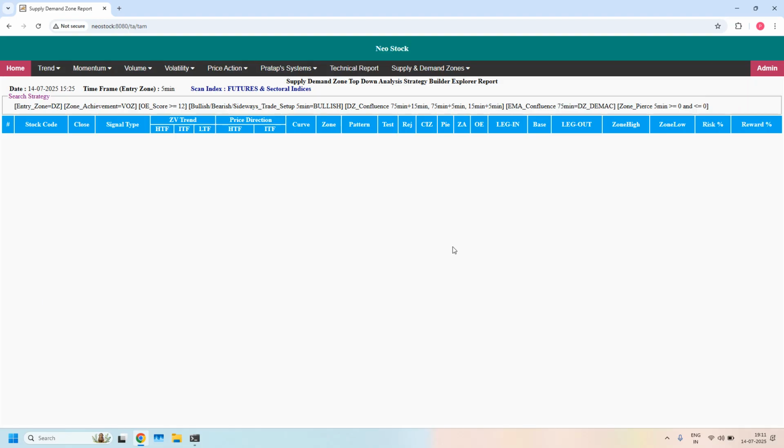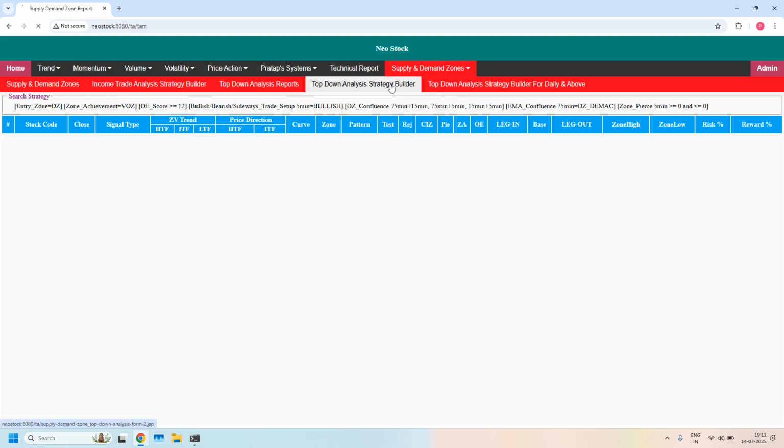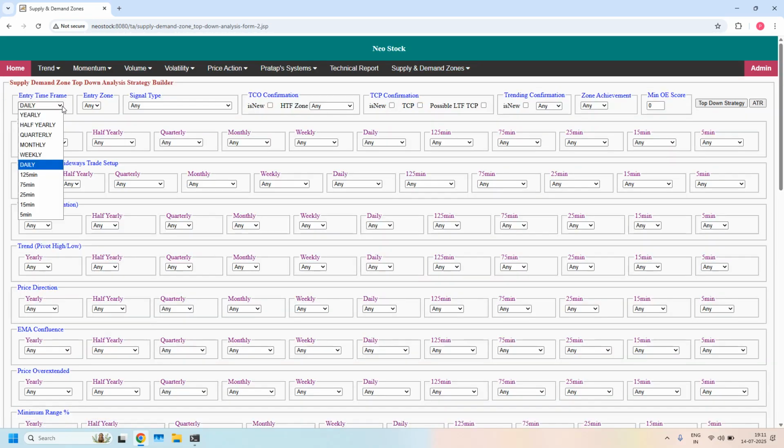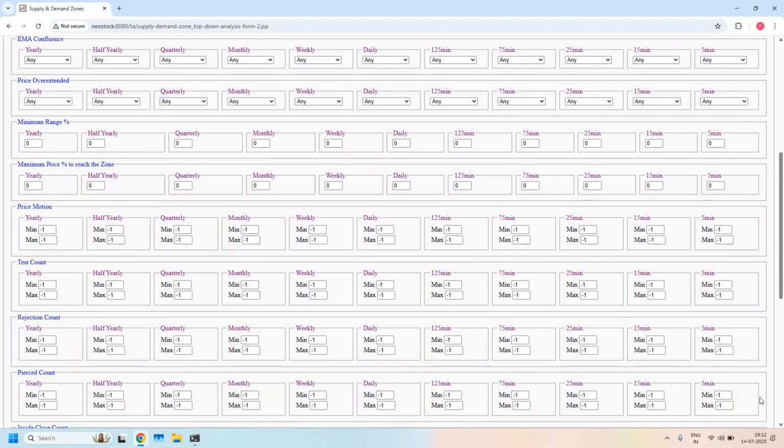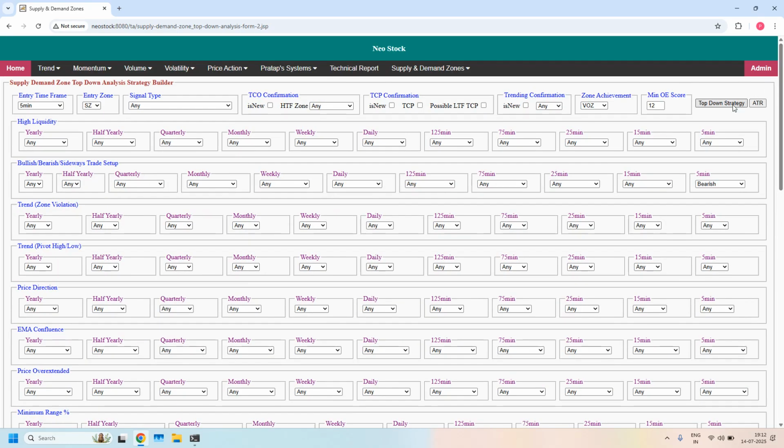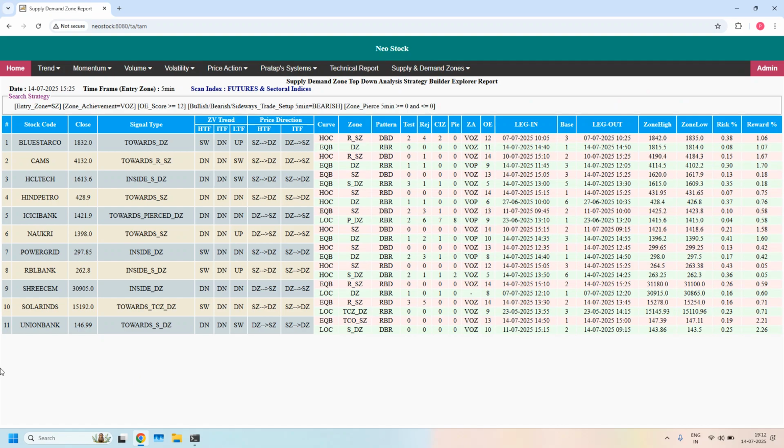Okay, next let us look into bearish trade setup supported stocks. Entry time frame 5 minutes, entry zone supply zone. Bullish or bearish at 5 minutes, I'm selecting bearish. Zone achievement VOZ, minimum order enhancer score 12, and 5 minute supply zone should not be pierced. In the pierced count at 5 minutes, minimum value 0, maximum value 0. With these filters, we got 11 stocks.